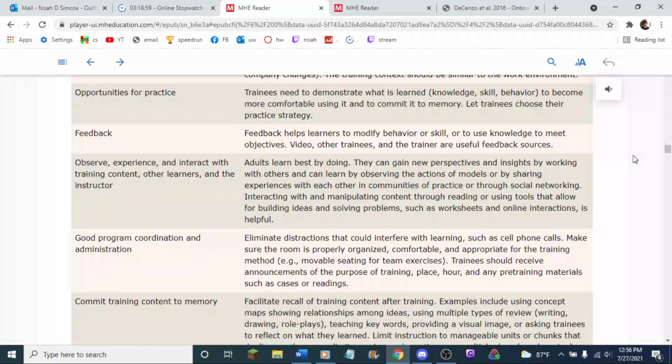Observe, experience, and interact with training content, other learners, and the instructor. Adults learn best by doing. They can gain new perspective and insights by working with others, and learn by observing the actions of models or by sharing experiences with each other in communities, and by interacting with and manipulating content through reading or using tools that allow for building ideas and solving problems, such as worksheets, online interactions, and self-help.